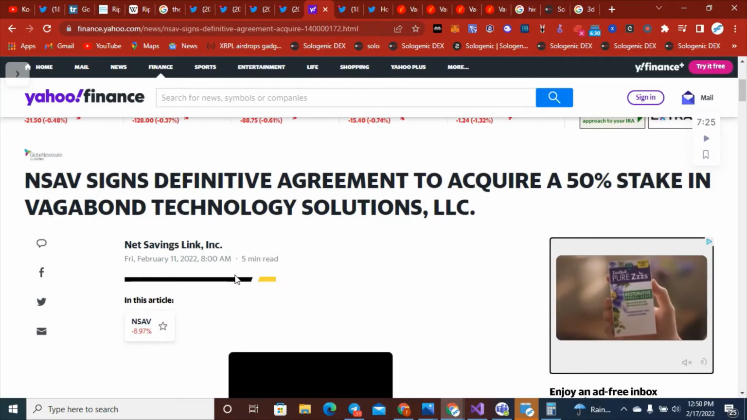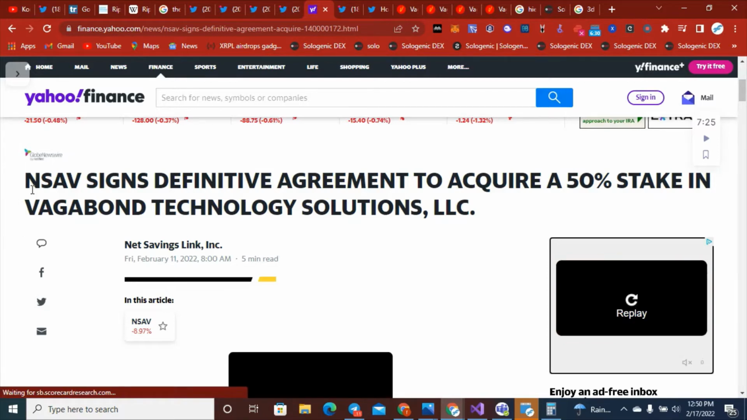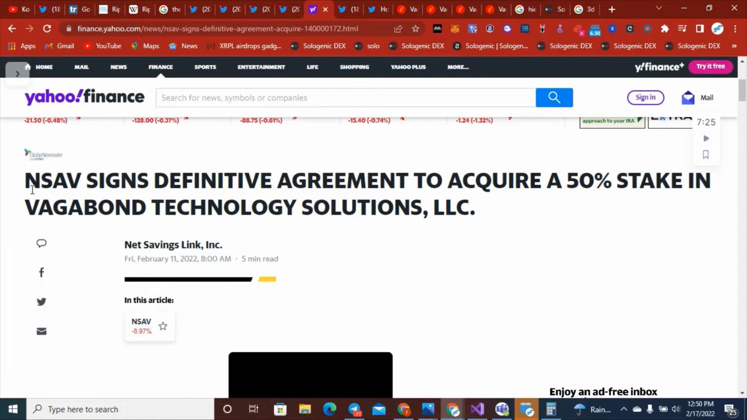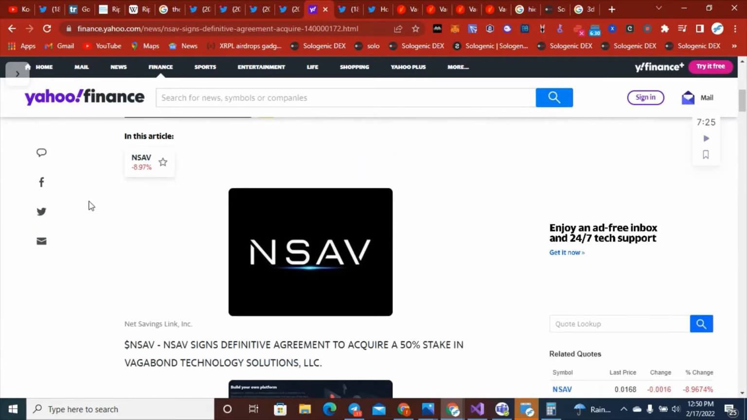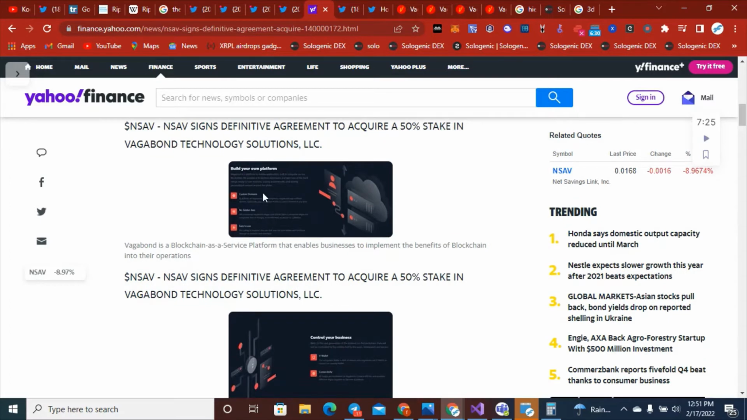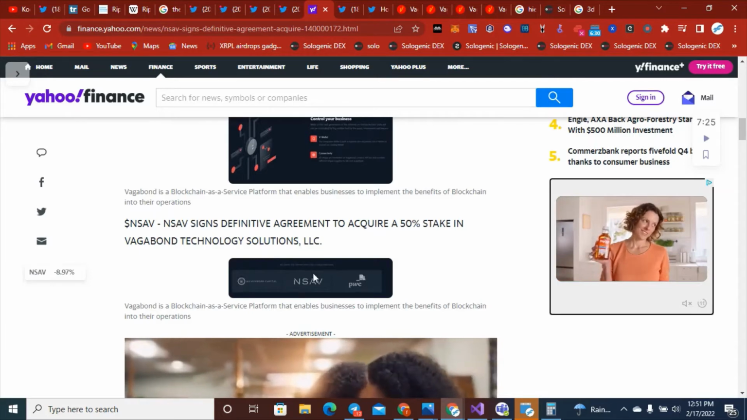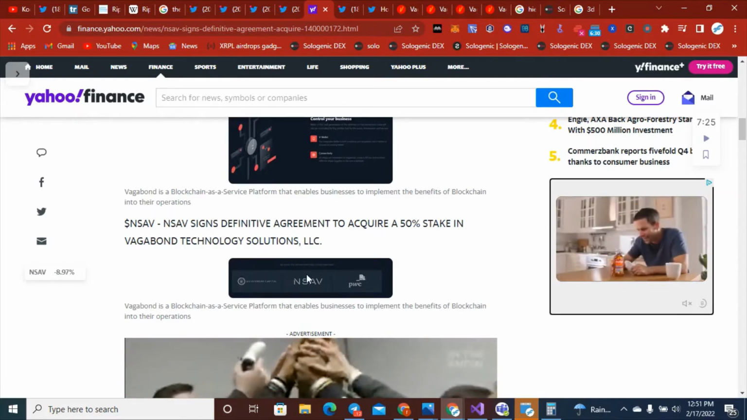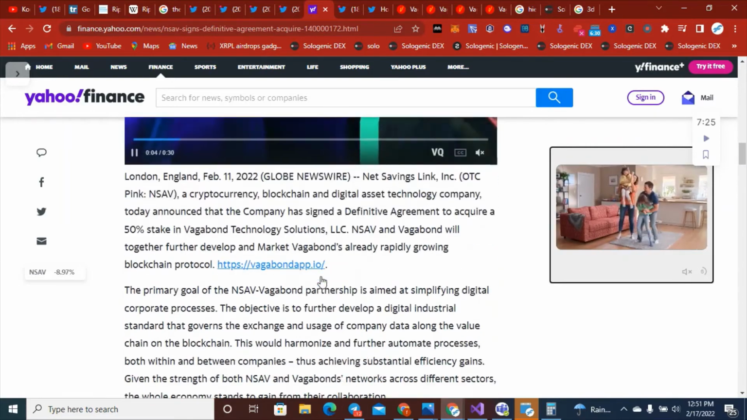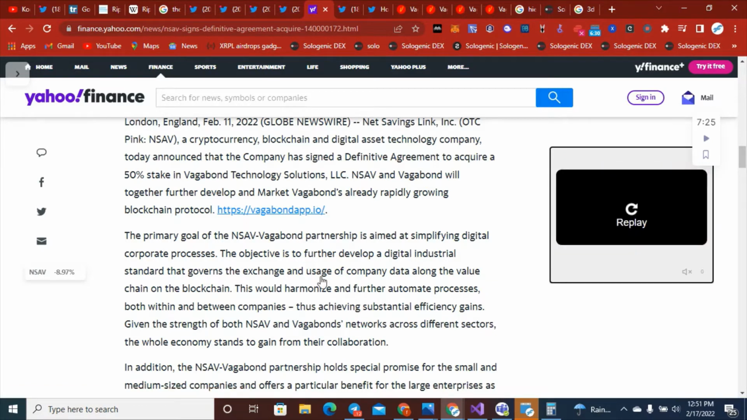So this right here is the Yahoo Finance article that we were just looking at a couple of seconds ago. Now, this says NSAV signs a definitive agreement to acquire a 50% stake in Vagabond Technology Solutions. So this is really, really bullish news. You see right here, you get to build your own platform. You get to control your business. Here are some more partnerships. Excuse me, couldn't get the word out. So this first paragraph reads: in London, England, February 11, 2022, Net Savings Inc.